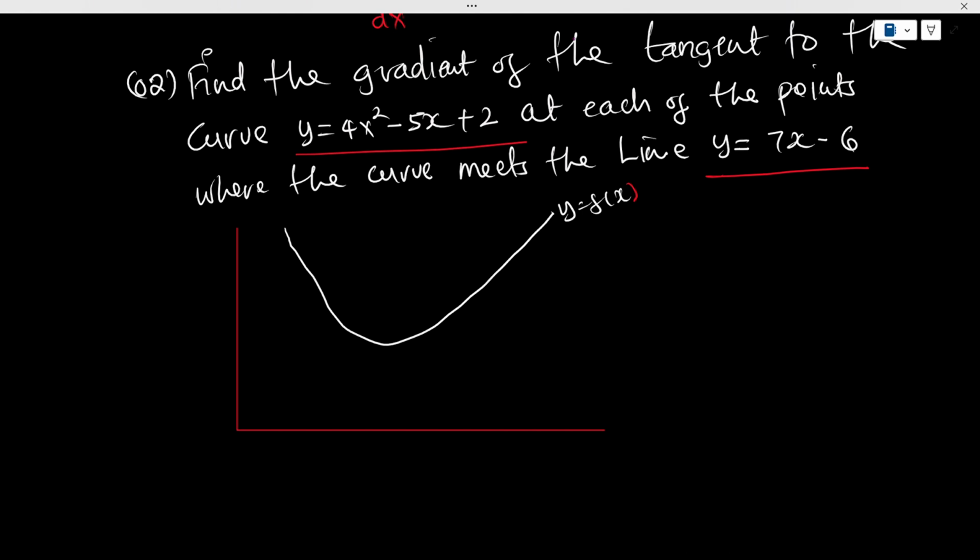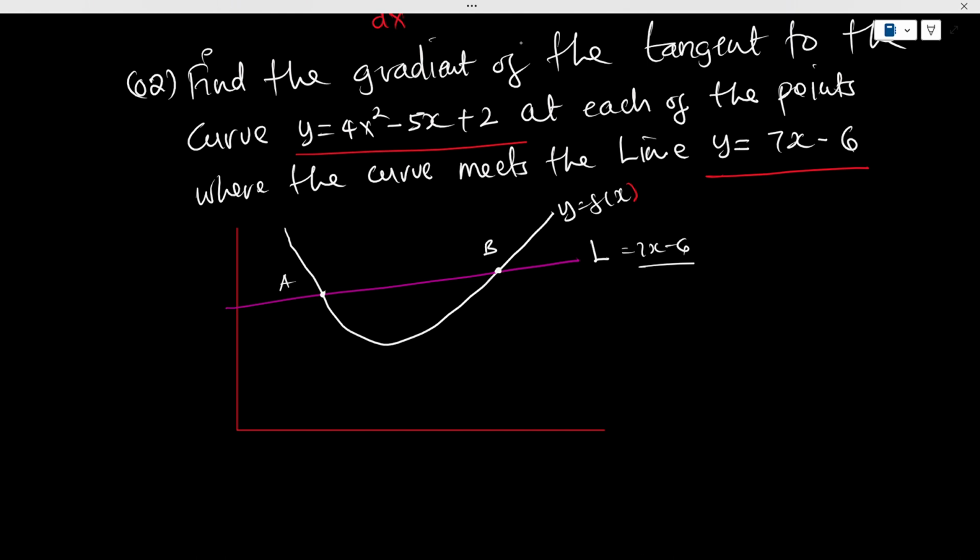I have a line, and this is the line. Let's say this is the line that is given with this equation, 7x minus 6. This is just an example, it's not the exact line. So you can tell here that this line is cutting this curve at 2 points. This is point A and point B.